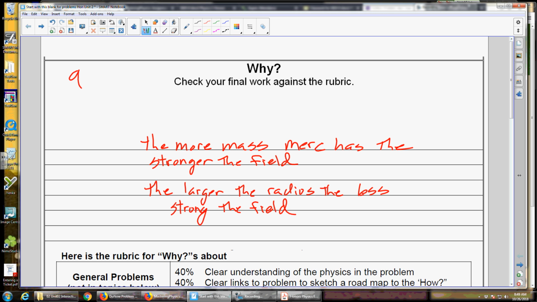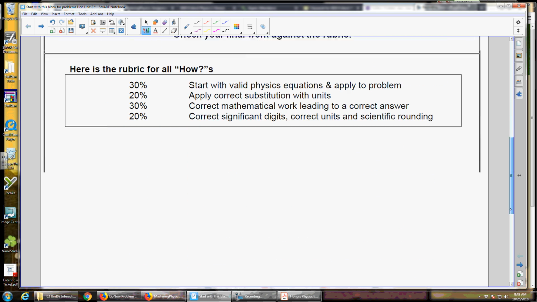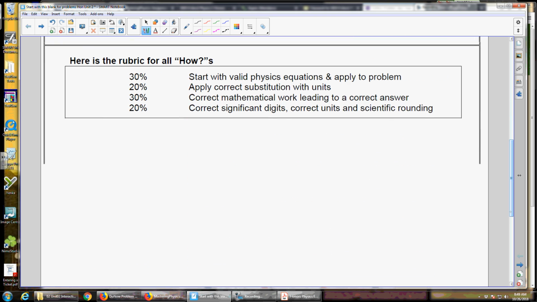I think that's probably enough. You've shown you understand that it's the mass and the radius of the planet that are influencing this, and how those influences are affecting it. Radius, I'm going to say of Mercury. Cool. All right. Let's go on to the how.